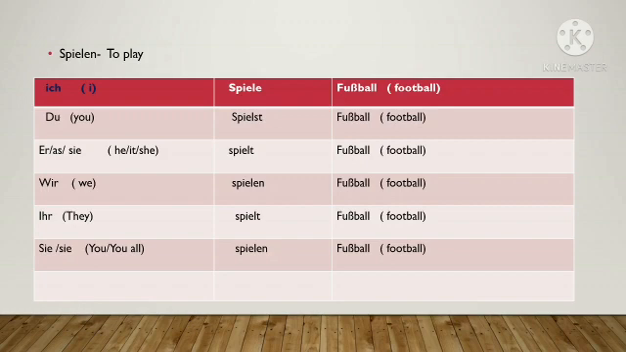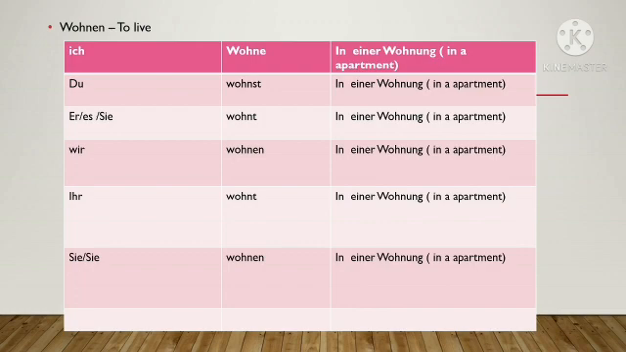Okay. Now, wohnen. We will see the verb wohnen. Okay, what is wohnen? Wohnen means to live. So see, the same structure you have to follow. You have to remove en of the infinitive verb and you have to add e. According to the subject: ich wohne, du wohnst, er, sie, es wohnt, wir wohnen, ihr wohnt, sie wohnen.